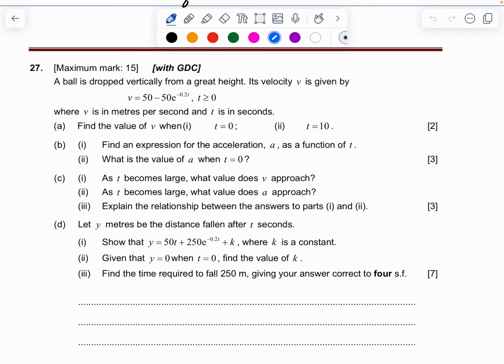A ball is dropped vertically from a height. Its velocity is given. Find the value of v when t equals 0. So we have to find out the value of velocity when time equals 0. For that, I am going to substitute the value of t, which is 0, and we should be getting that answer.